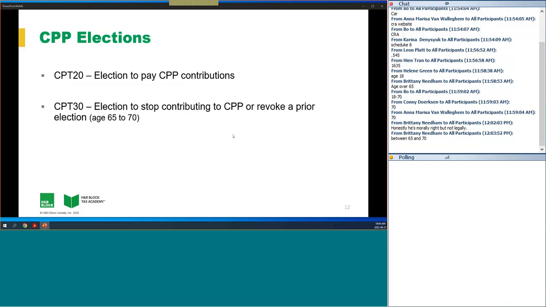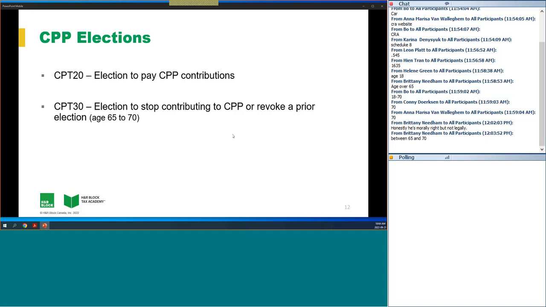The other reason to file a CPT 20 would be if you have some of that specified income where you don't have to pay CPP on it, but you could. So that would be things like tips, like casual labor. If you want to, you could pay some CPP based on that income. You do that by filing a CPT 20.